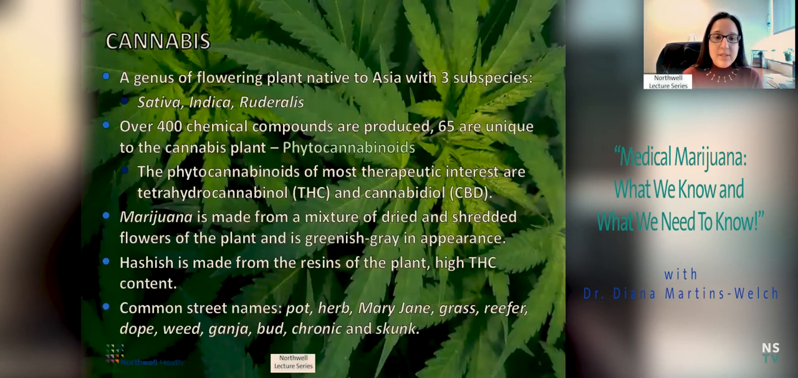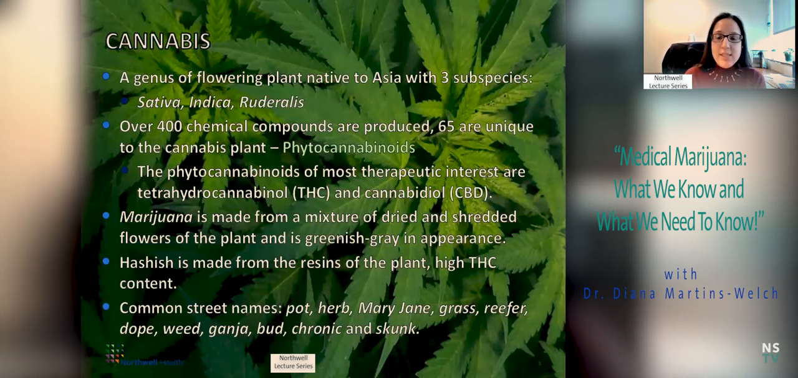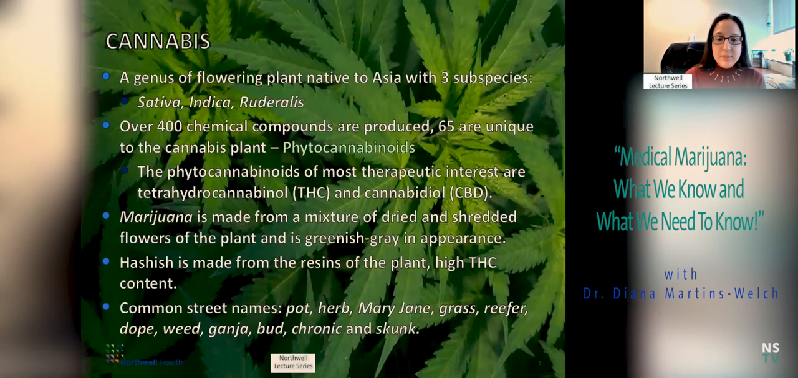So what is cannabis? It's a genus of flowering plant. It's native to Asia and has 3 subspecies. These are known as sativa, indica, and ruderalis. It produces over 400 chemical compounds, 65 of which are unique to cannabis and are known as phytocannabinoids. The phytocannabinoids of most therapeutic interest are known as THC, tetrahydrocannabinol, and CBD, cannabidiol.